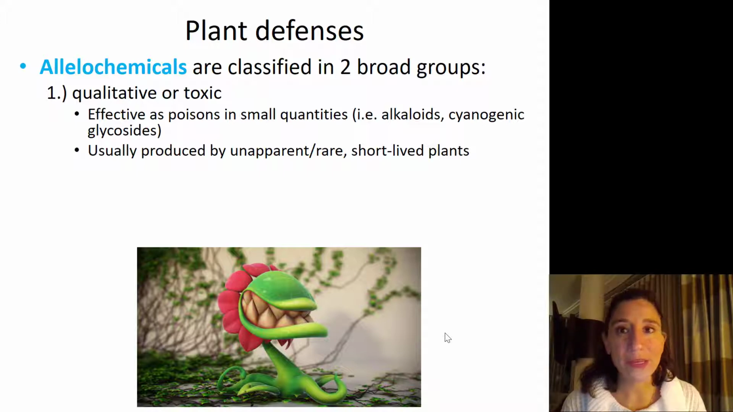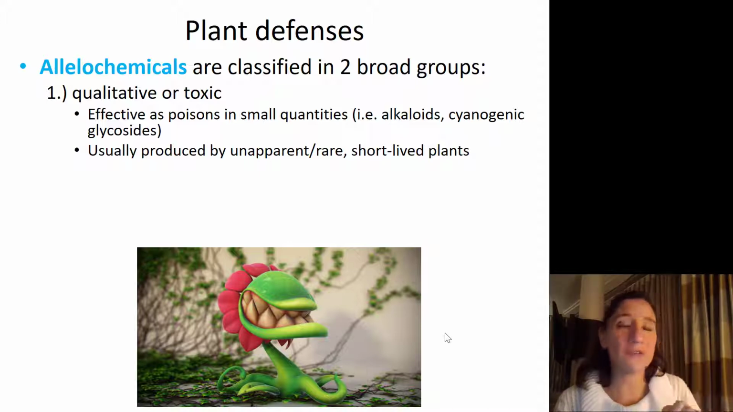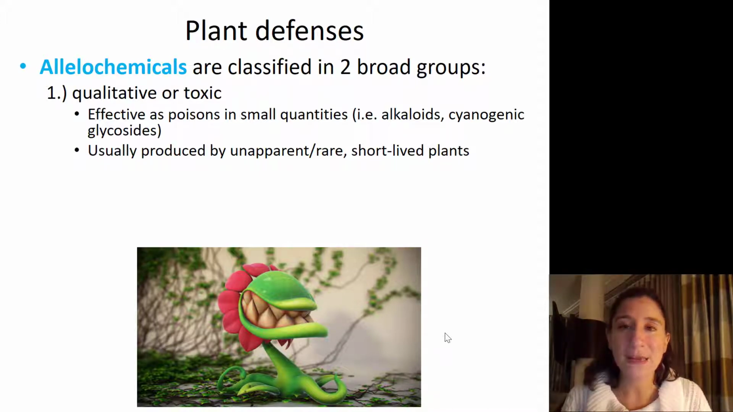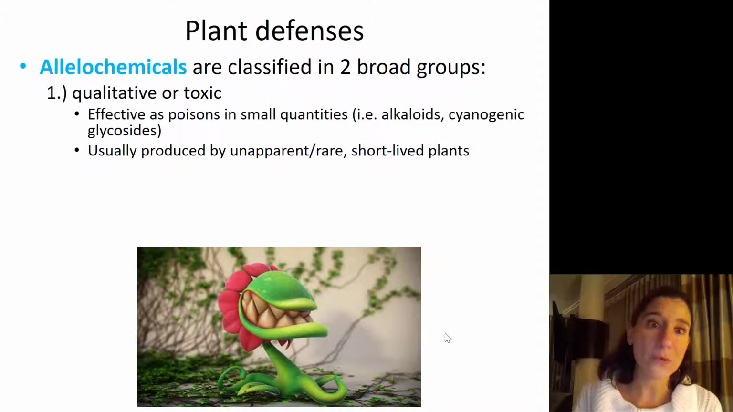And as you may know, there are very few insects that are capable of feeding on milkweed. And I don't know if you've ever broken off a milkweed leaf from a plant itself, but it oozes milky stuff, thus the name. And if you taste it, it's incredibly bitter, bright, and alkaline tasting. And these are usually produced by unapparent or rare and short-lived plants, like milkweed.